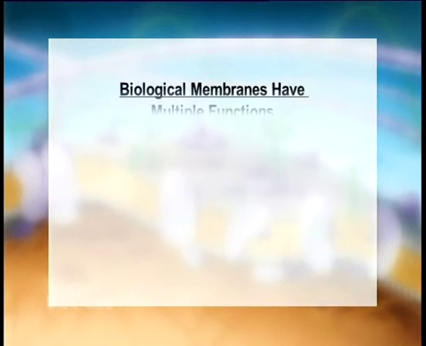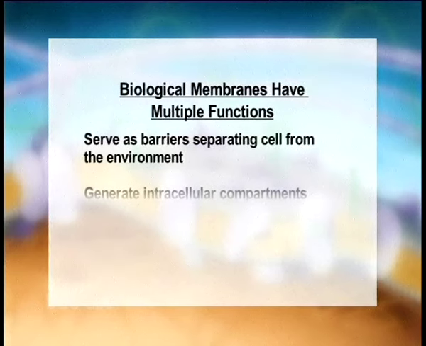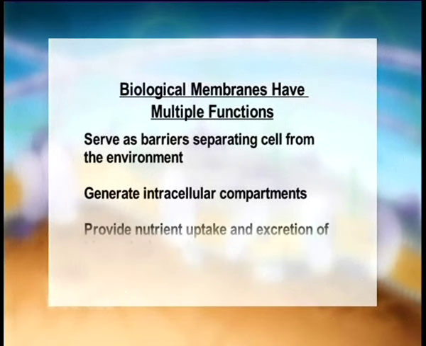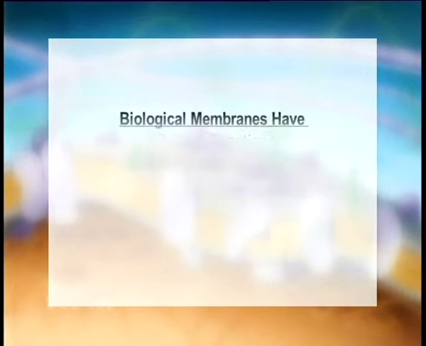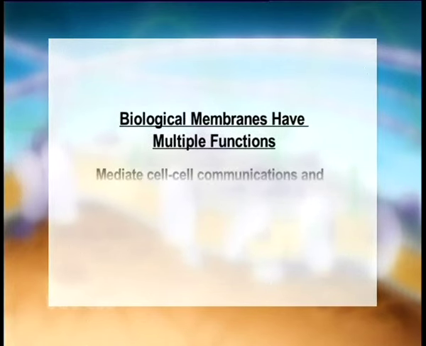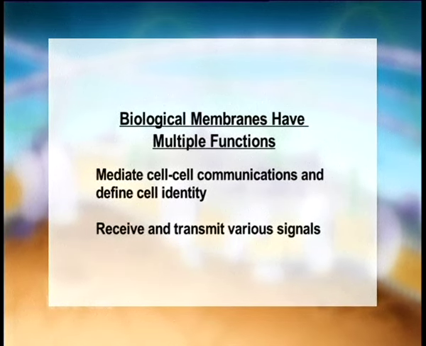From this, we can conclude that biological membranes have multiple functions, like they serve as barriers for separating the cell from its surroundings. Second, generate the intracellular compartments. Third, provide nutrient uptake and excretion of biosynthetic products. Fourth, mediate cell-to-cell communication and define cell identity. They also receive and transmit signals.